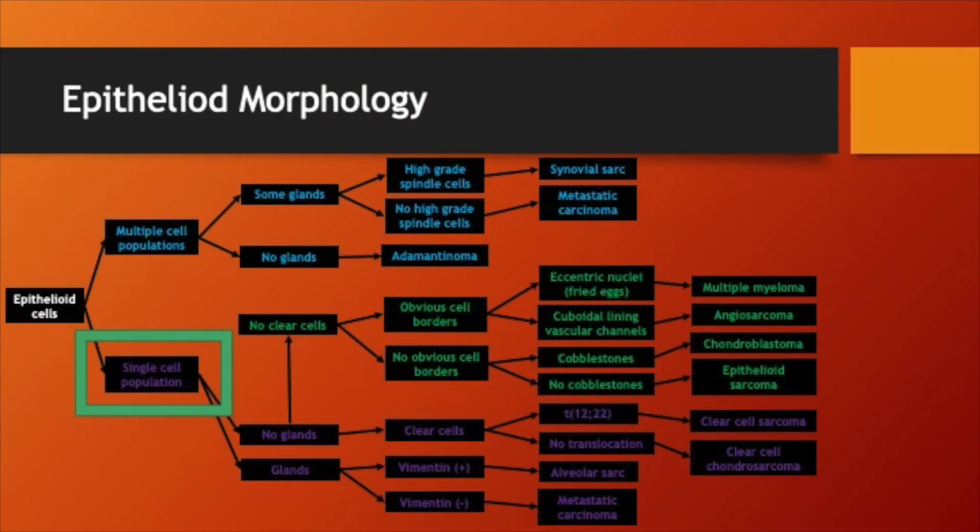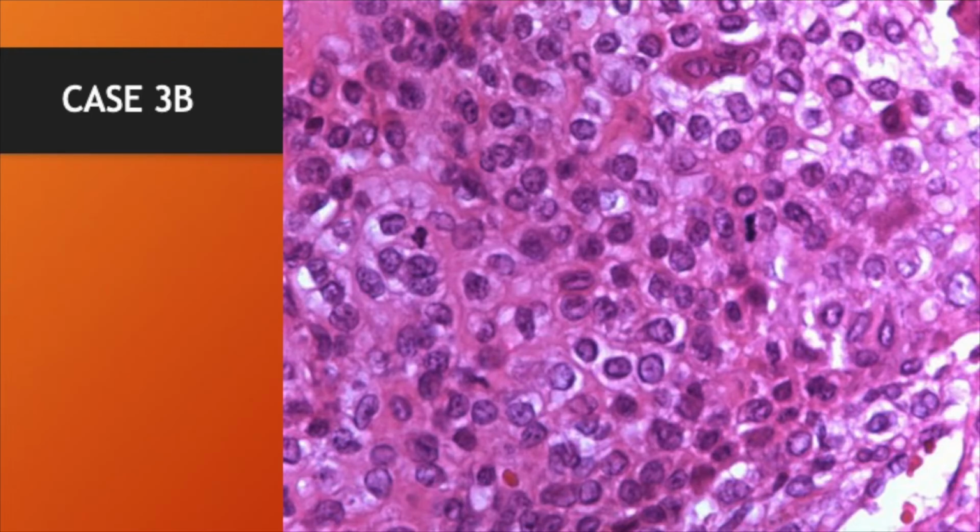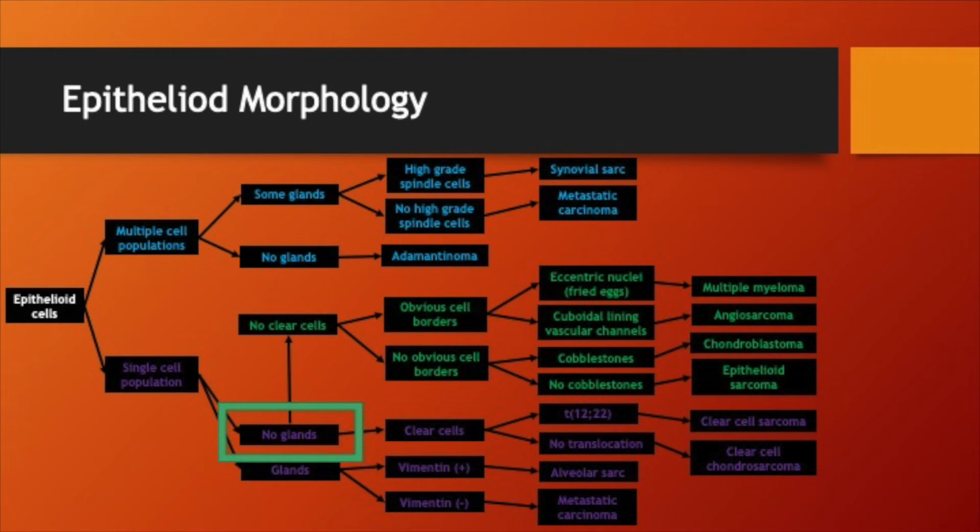The next thing we want to know is, is this tumor forming glands or pseudoglands? Again, we're not going to go over what glands look like. That's something you need to already be able to recognize. If not, do an internet search or look at some of the sarcomas that form pseudoglands like alveolar soft part sarcoma, biphasic synovial cell sarcoma. So when we look back at this, clearly no gland formation. So we're going to go down that pathway now.